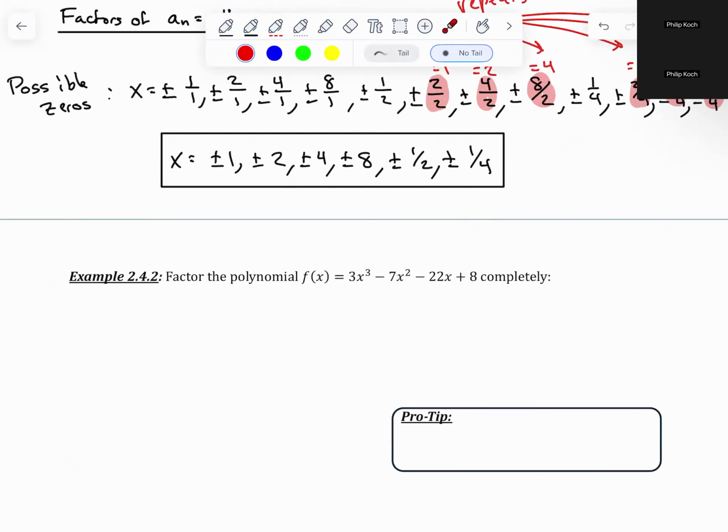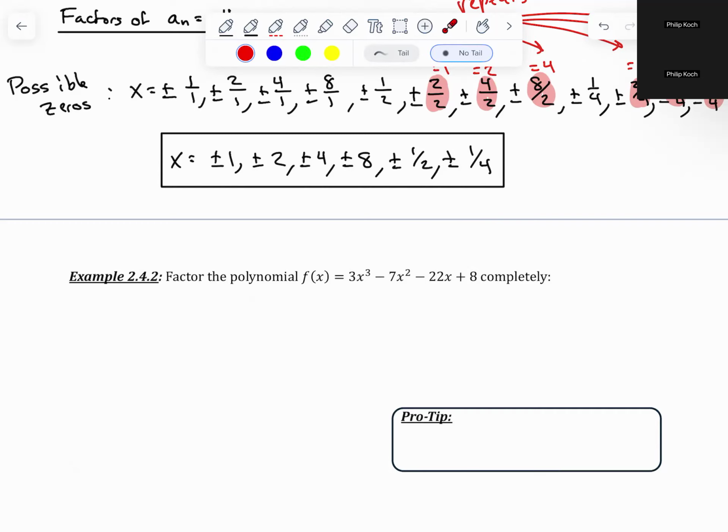Factor the polynomial 3x cubed minus 7x squared minus 22x plus 8 completely. So as it stands right now, it is a quadnomial, so we could try and factor by grouping, but that won't work. We could try and split it down the middle, but that's not going to work, unfortunately. And we don't know the cubic formula.